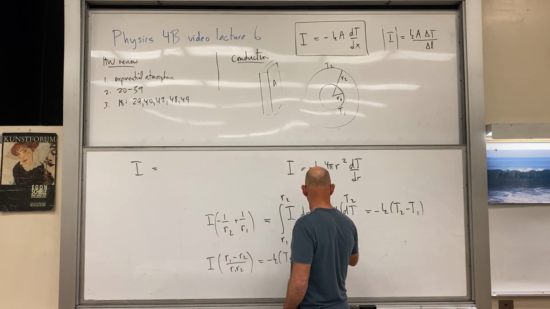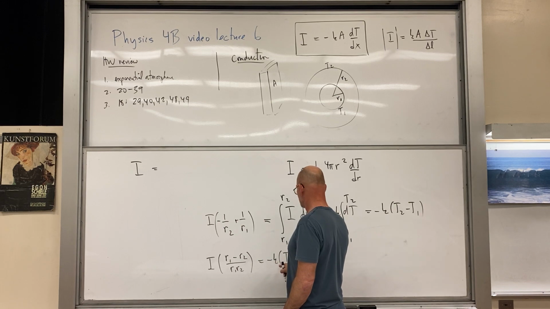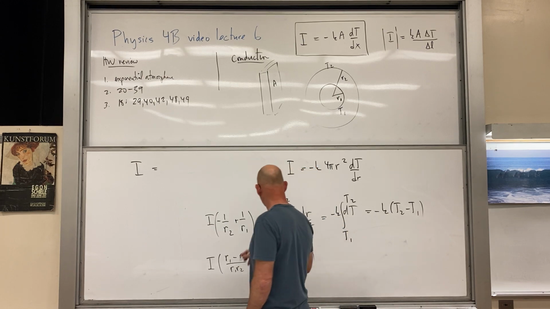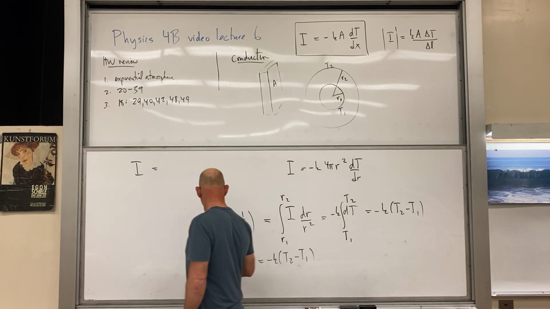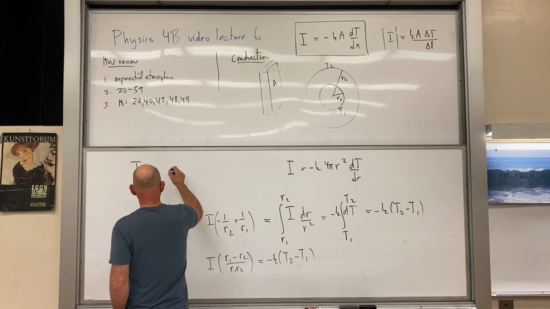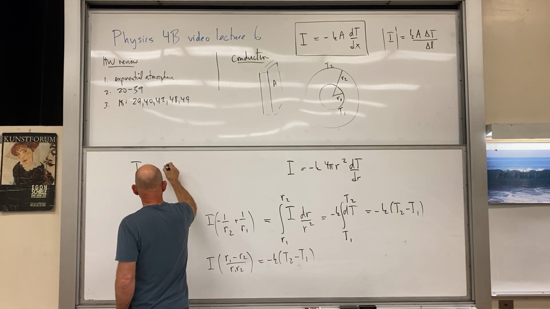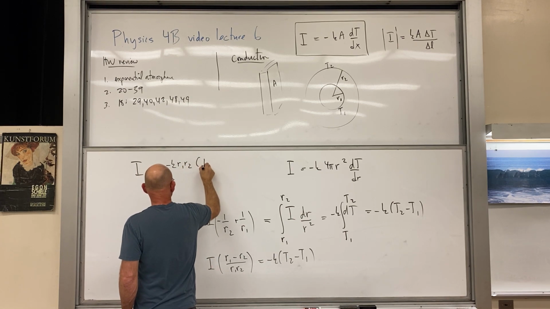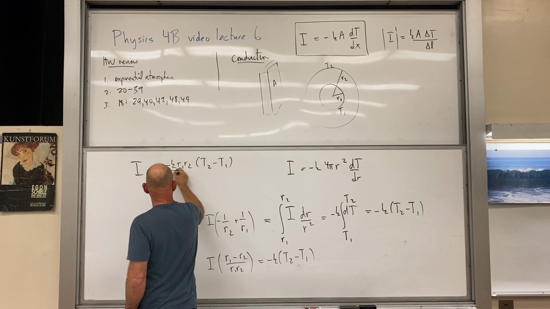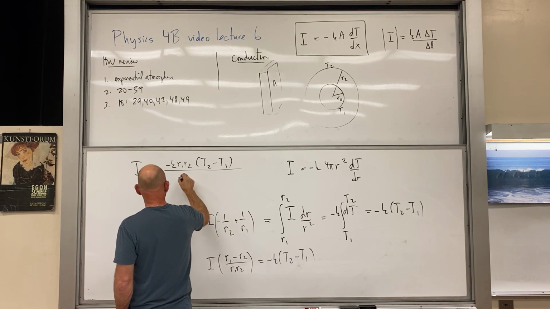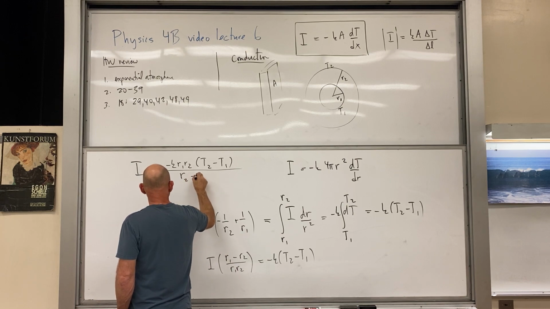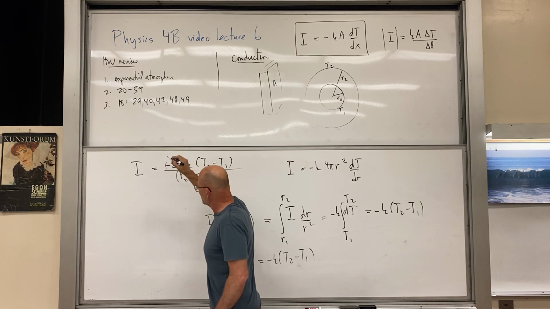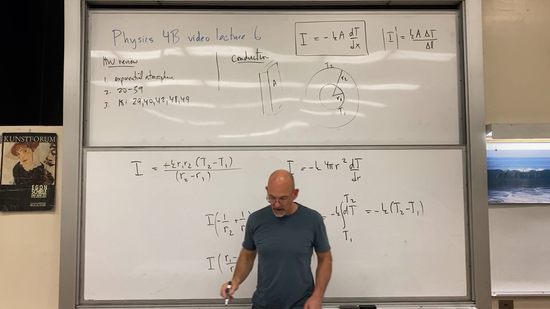Did I get this right? Got a minus, got a minus. Up to a sign. Equals minus k, cross multiplying, r1, r2, (T2 minus T1) over (r2 minus r1). I may be off by a sign right here, but you guys go look for the sign, okay?